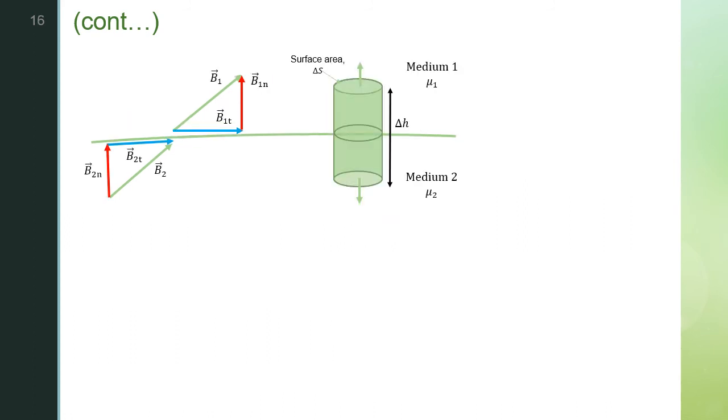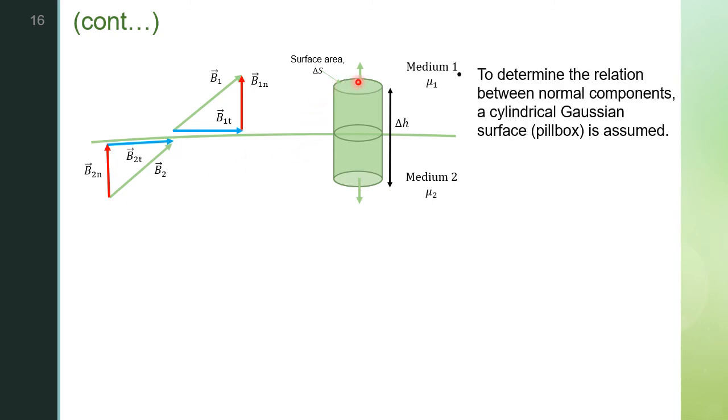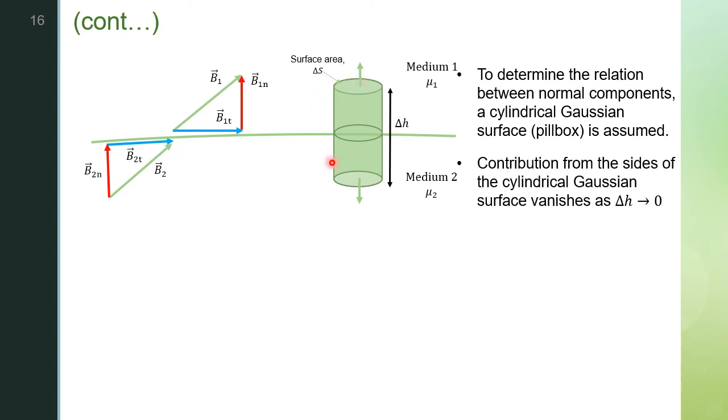Now, for finding the relation between the normal components, we are considering a cylindrical surface. That is, we will be considering the cylindrical Gaussian surface as we considered in electrostatics. This surface has a height delta H which is very small, so that we should not consider the magnetic flux lines along the curved surface of the cylinder. The top and bottom surfaces have an area of delta S, and we have the flux lines coming out through the top as well as the bottom surface.